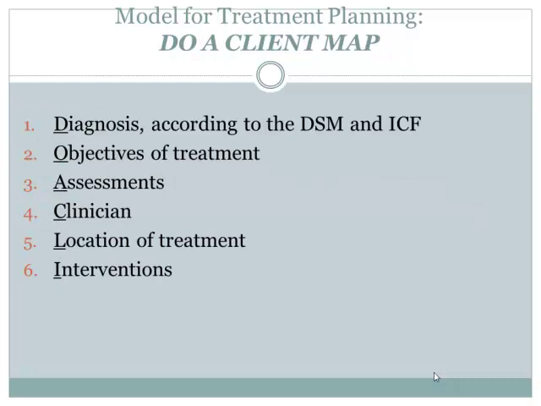And so in the treatment planning process, there is a model of utmost importance that I'd like for you to use in mapping out how best to work with the client, or the development of the treatment plan. And in order to do that, the acronym DO A CLIENT MAP is what will guide you as a model for the treatment planning process. First in the list is diagnosis. You want to be sure and adequately diagnose the issues and concerns of the client.